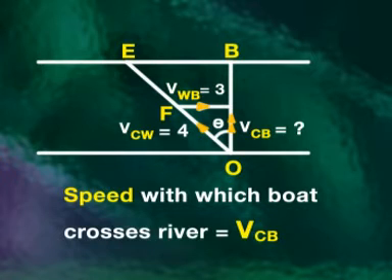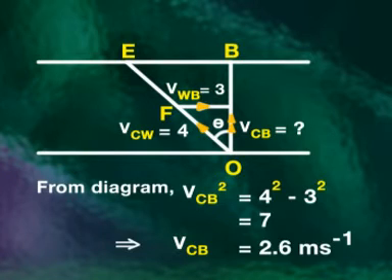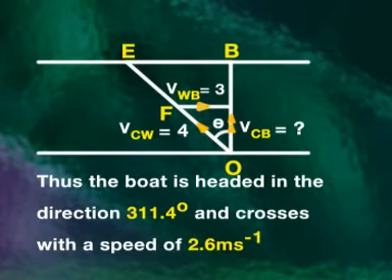The speed with which the boat crosses the river equals VCB. From the diagram, VCB squared equals 4 squared minus 3 squared. This gives us 7, and the square root of this gives VCB equals 2.6 meters per second. Thus, the boat is headed in the direction 311.4 degrees and crosses with a speed of 2.6 meters per second.